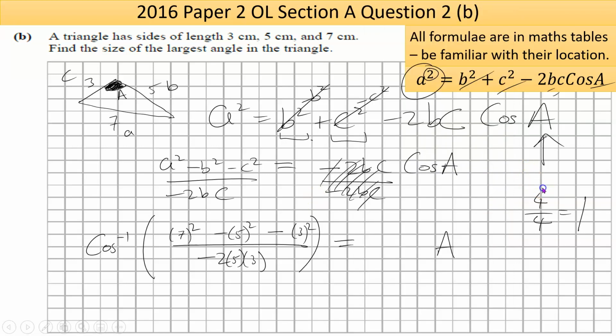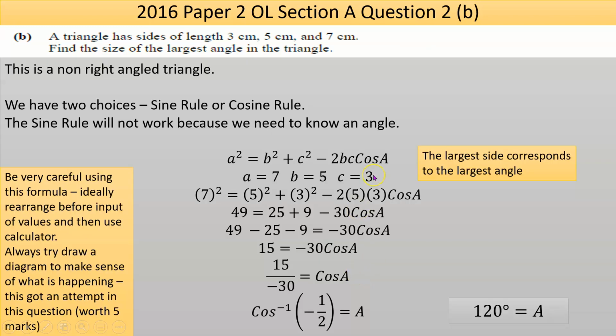I got an answer of 120. So what's the angle here? The angle is equal to 120, and the unit here is degrees. And that's it. Now in the notes, I've done it slightly differently, I think.